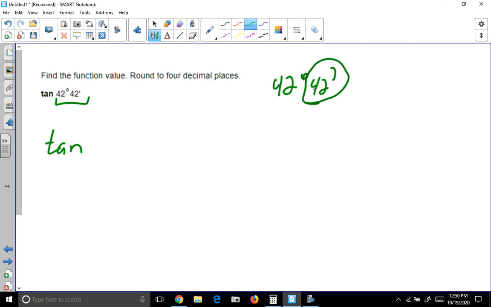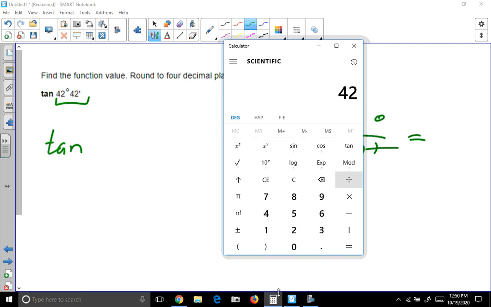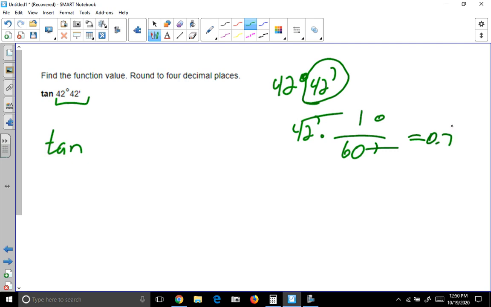So the part that's not already in degrees, the 42 minutes, let's convert it to degrees. So minutes on top, minutes go on bottom, degrees on top, and 1 degree is 60 minutes. So the minutes cancel. 42 over 60 makes 0.7 degrees. So 42 degrees, and then the minutes is equivalent to 0.7 degrees. So our angle is 42.7 degrees. That's not our final answer. That's just what we're going to take tangent of.